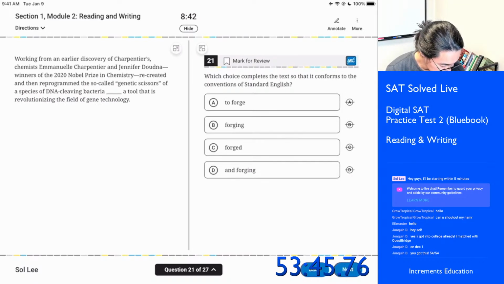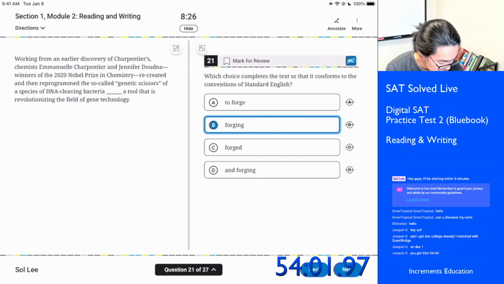Working from a discovery, recreated and reprogrammed scissors to forging a tool, not to forge a tool. They reprogrammed the scissors, comma, forging. But there's no comma. What? There's no comma, though.